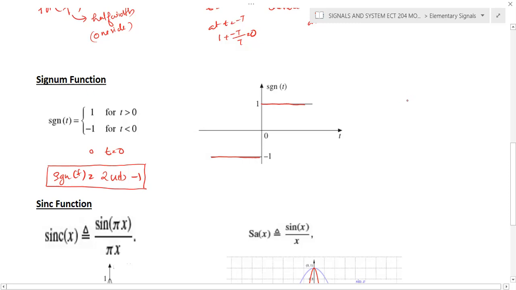So you can try this by plotting 2 u of t. This is actually u of t is 1 for t greater than 0, and 0 for t less than 0. So if you draw the signal u of t, it will be like this: it's 1, that is u of t. And if you are multiplying with 2, u of t means simply the amplitude becomes 2. Okay, that is 2 u of t.